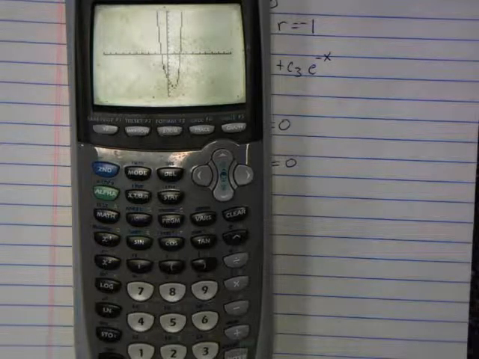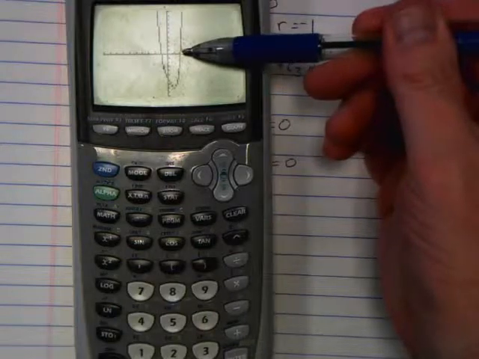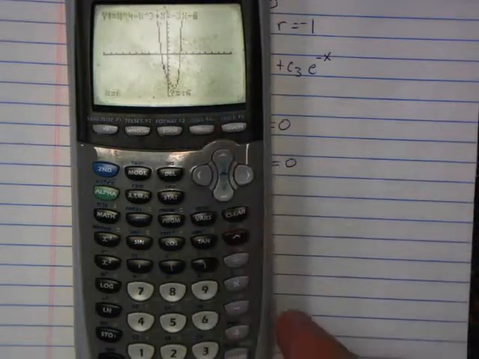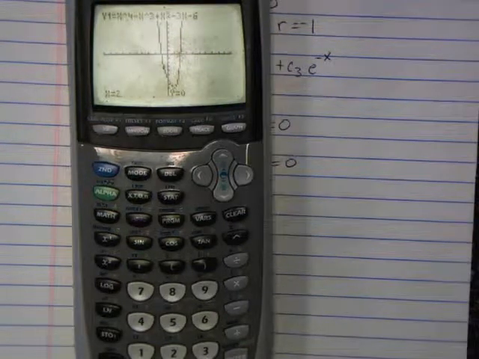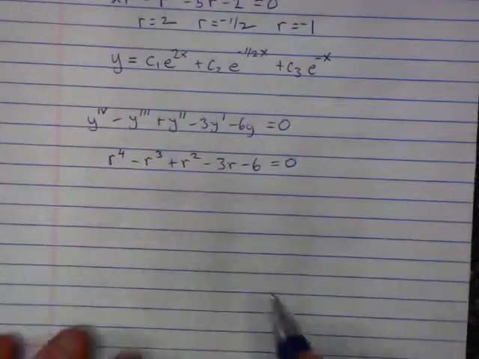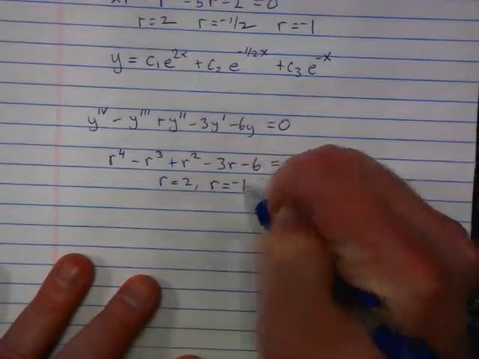All right, so we find the 2 answers. The 2 answers look to be 2 and -1. Let's just check real quickly. The easy way to check is to plug in 2. It is a 0. Plug in -1. It is a 0. So we know two answers. r equals 2. r equals negative 1.